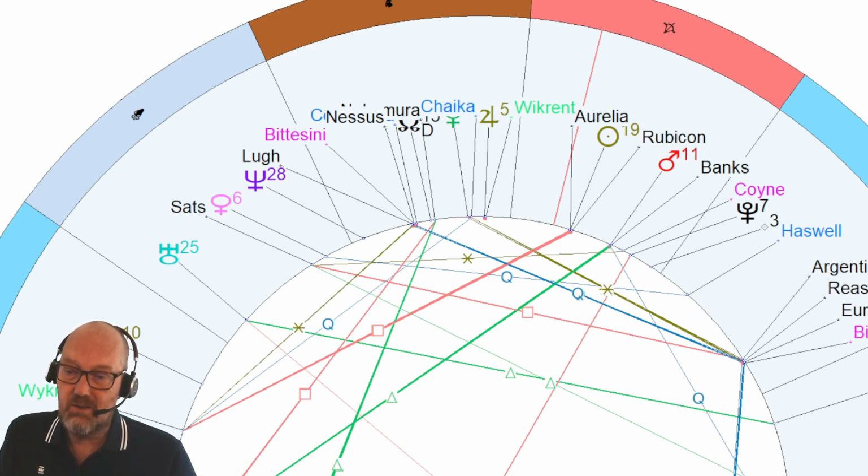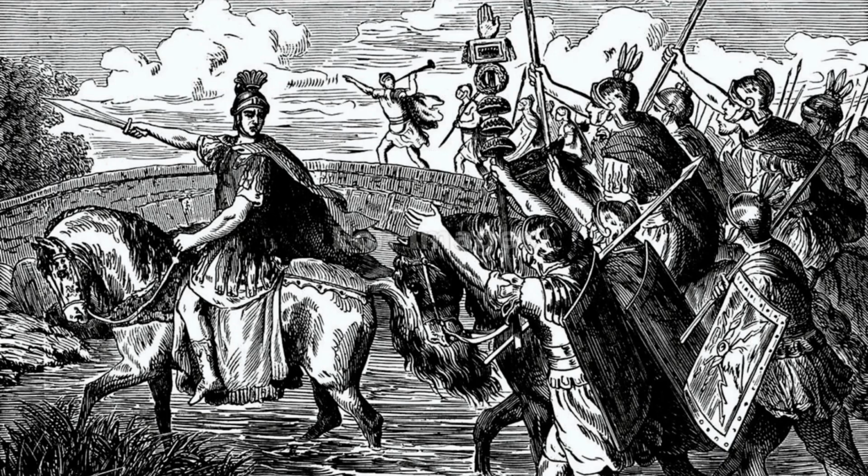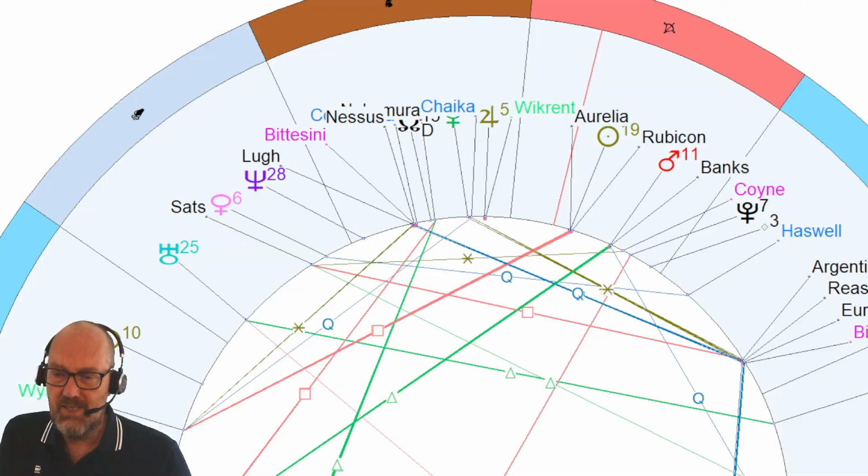Aurelia is a gold asteroid, so there's a bit of a reference there to digital gold. But more importantly, the asteroid Rubicon is conjunct the sun, and Rubicon refers to Julius Caesar crossing the river Rubicon, which has the idea of a move or a decision that cannot be undone, that you cannot walk back. So a definitive step, that is Rubicon.